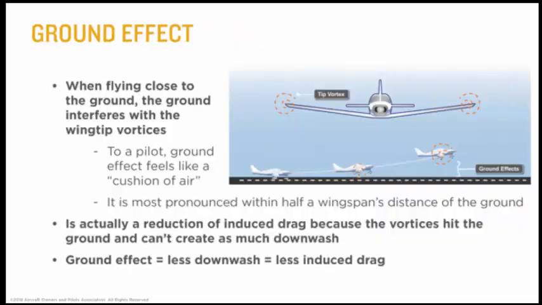Alright, so ground effects. In flying close to the ground, within half of a wingspan of the ground, that's what we'll call close, the ground interferes with the airflow patterns, the vortices, the upwash, and the downwash around an airfoil that create the induced drag. This has the effect of reducing induced drag. To a pilot, it feels like there's a cushion of air on the ground.